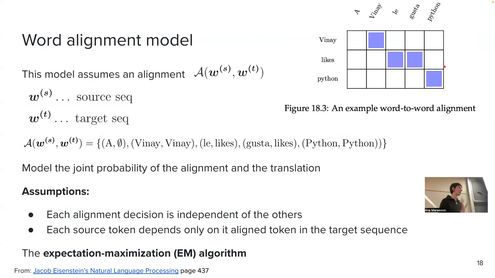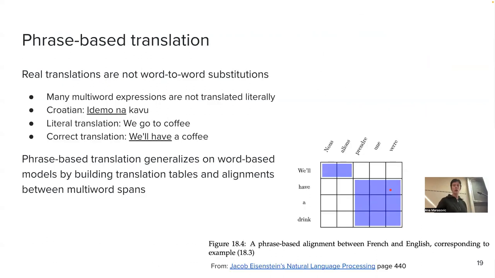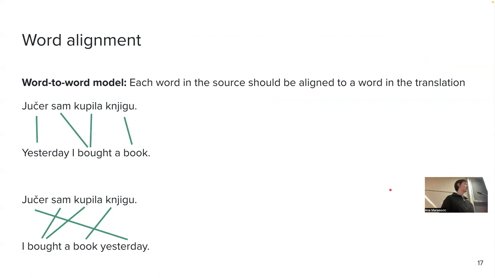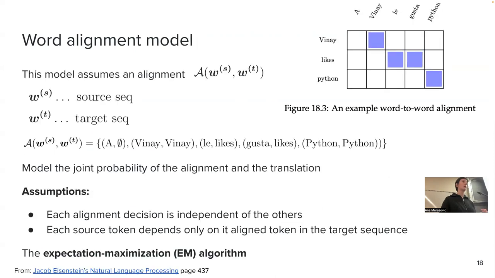Okay, so this is lots of information on my slide, but I just want to go over it very quickly. There are so-called word alignment models, which assume there is an alignment like the one I have shown you here, where each word in a source aligns with one or more words in the target sentence. So for example, this is an English-Spanish example: "A Vinay le gusta Python", which translates into "Vinay likes Python". And here again, you have alignments from source into target, except the first word "A", which doesn't translate into anything. These models aim to then model the joint probability of the alignment and the translation.